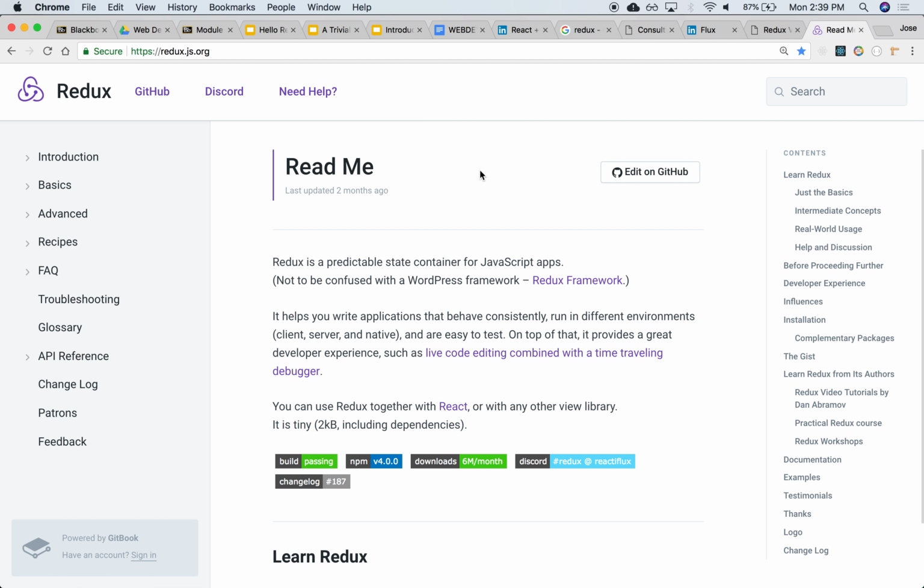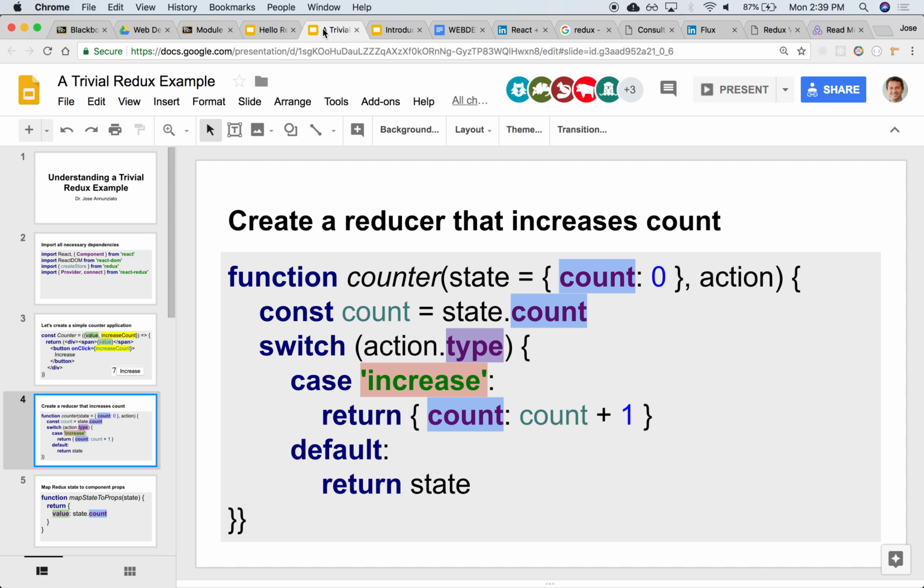All right, so let's first take a look at a trivial example that introduces Redux. Okay.